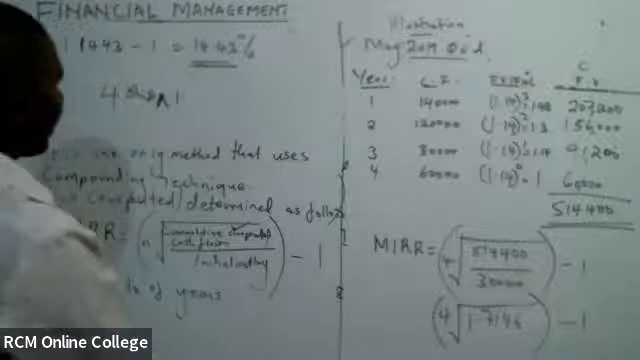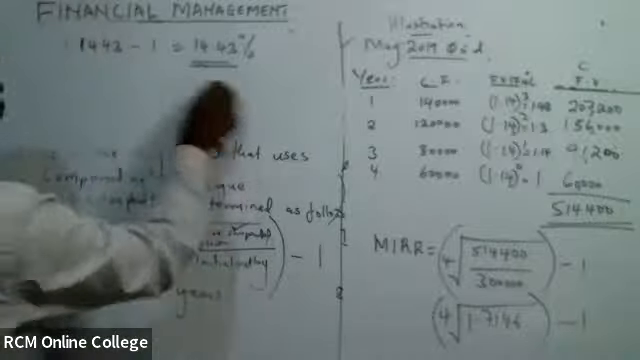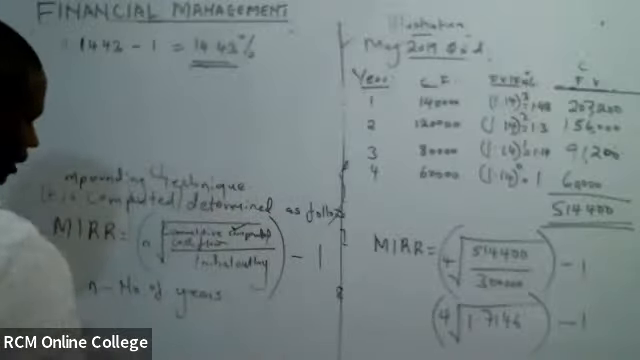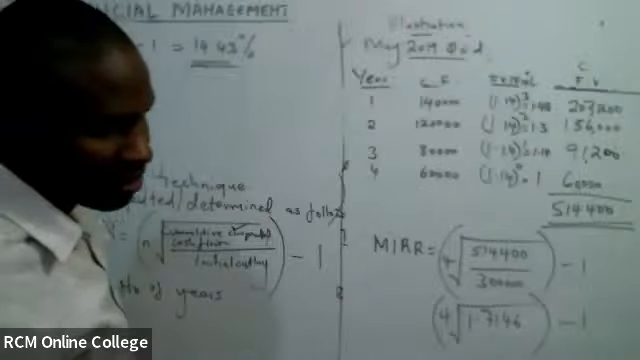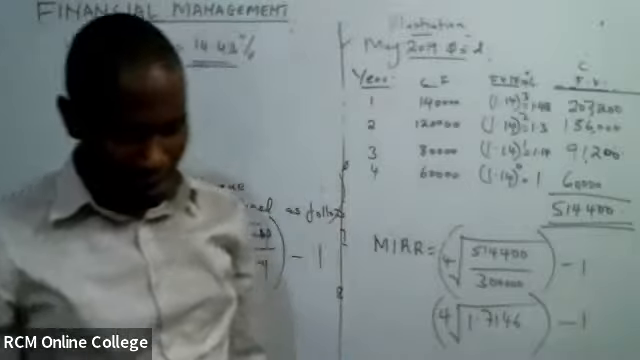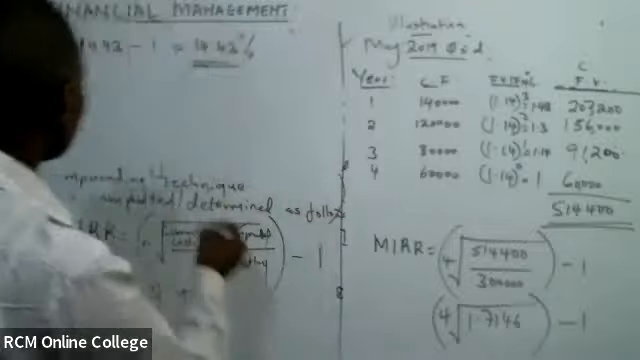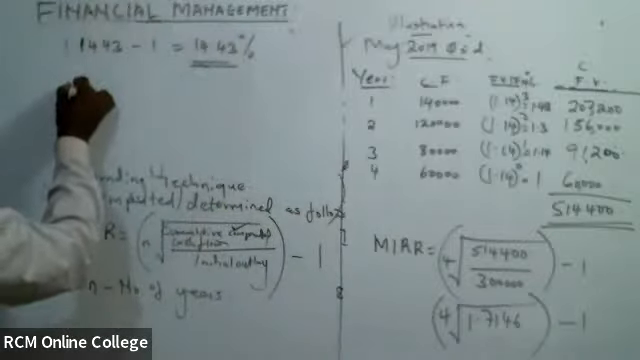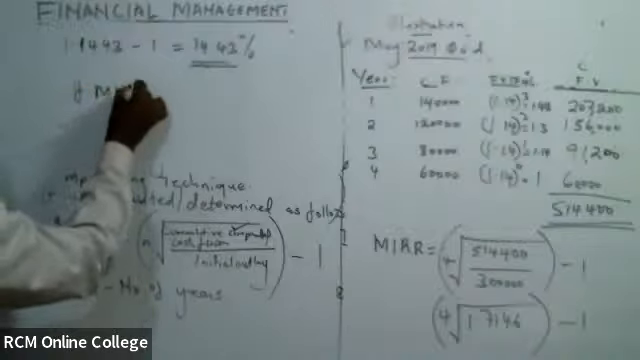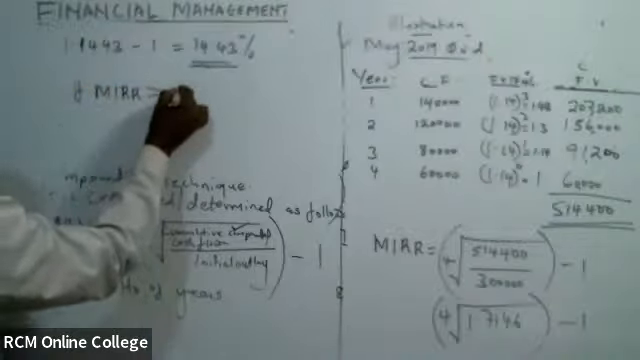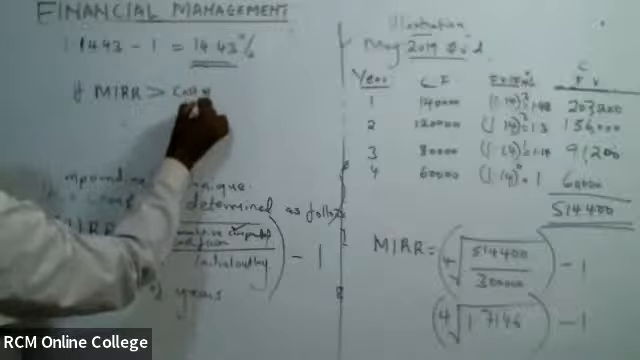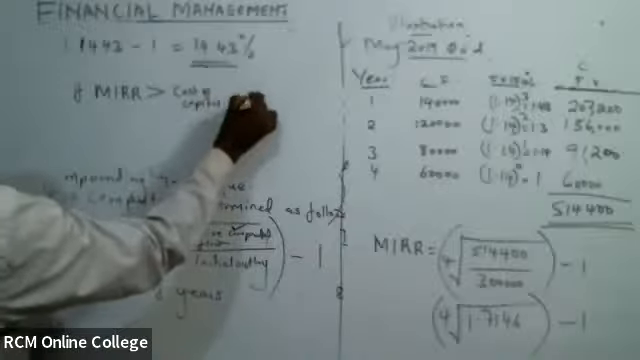So our MIRR is 14.43, and in that case the interpretation is that when the MIRR is greater than the cost of capital, you accept the project. The decision rule: if MIRR is greater than the cost of capital, accept.